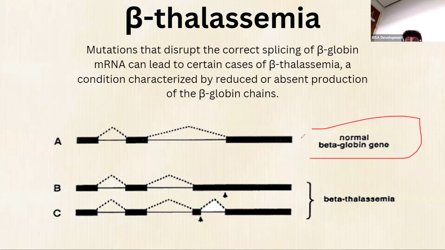So I have the normal beta globin gene right here. Okay, I have a mutation in splicing. By mistake, I kept all of this exon right here. This will result in beta thalassemia. Let's say I only kept a portion of this. It's still a mutation, but it will result in beta thalassemia. So a mutation in splicing can lead to diseases. Okay, in this case, beta thalassemia, because I have abnormal beta globin genes.